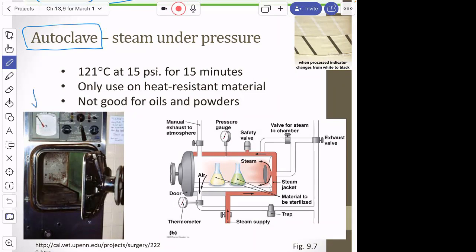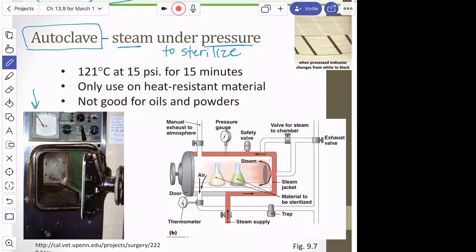The autoclave is a big double-walled structure. It kind of looks almost like a big dishwasher. What it is really is a big pressure cooker. Okay, it uses steam under pressure in order to sterilize. Right, so why do we use pressure?